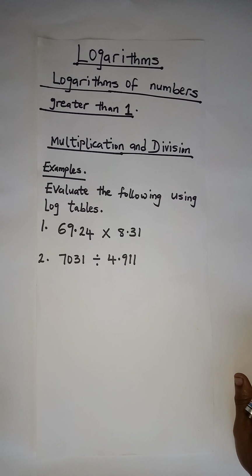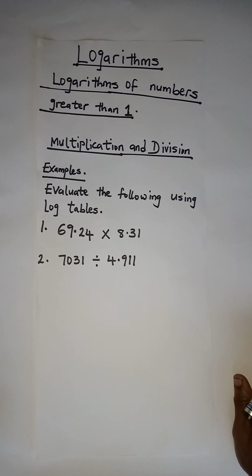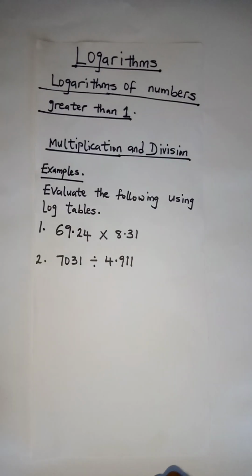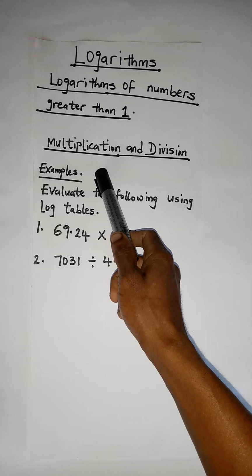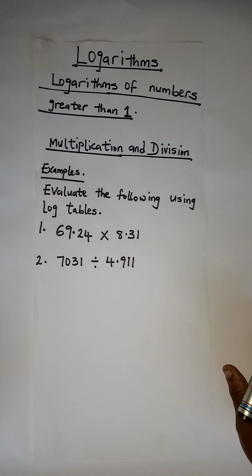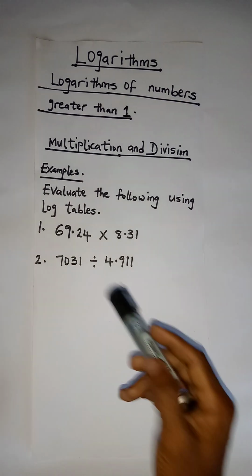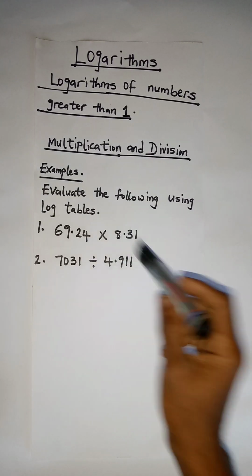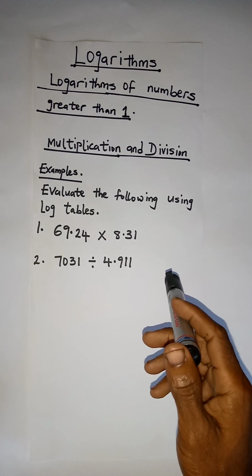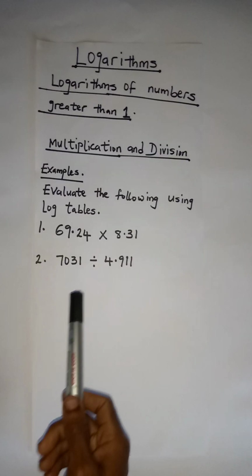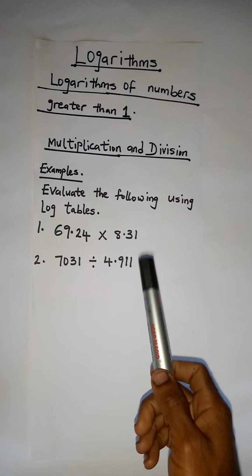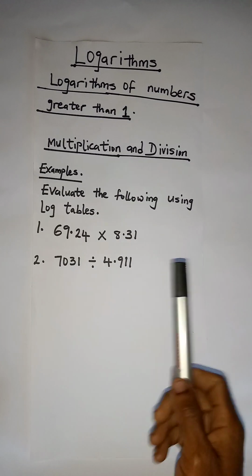In this video, we're going to be looking at logarithm of numbers greater than 1. We're beginning with multiplication and division of numbers. But firstly, what we need to know is when two numbers are multiplying, their logarithms will be added before getting the anti-logarithm. And when numbers are being divided, the logarithm will be subtracted before getting the anti-logarithm.